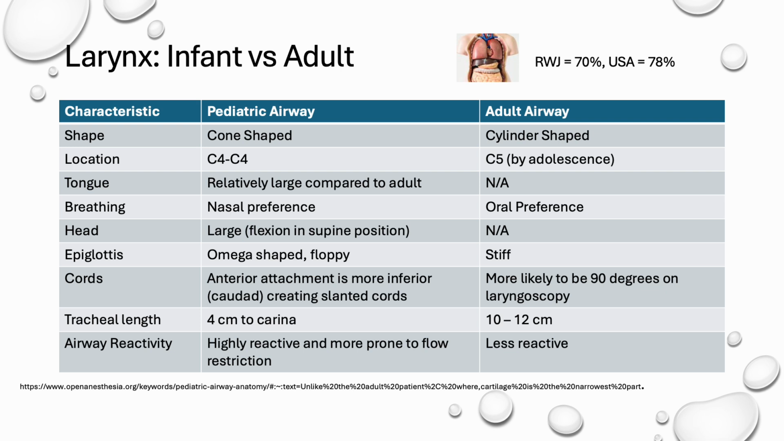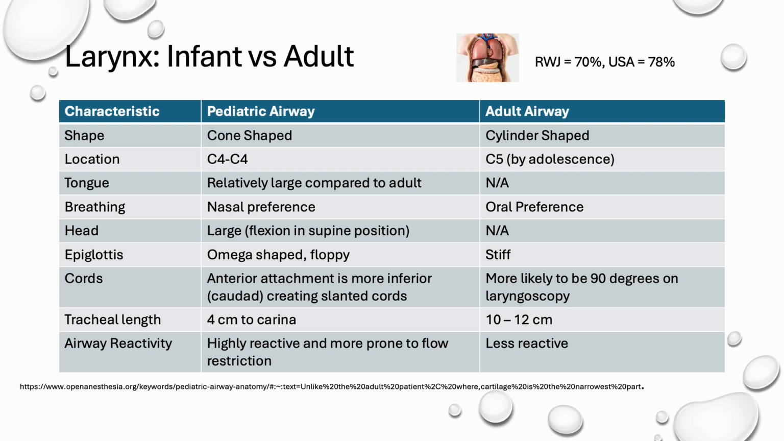This, when lying supine, will encourage the child to have a natural flexion of the neck in the supine position. The epiglottis is somewhat more floppy. It's also classically described as being omega-shaped, while the adult epiglottis is a bit more stiff. The cords have a more anterior attachment, and it creates a bit of slanting of the vocal cords, whereas the cords of the adult are more oriented 90 degrees during laryngoscopy.